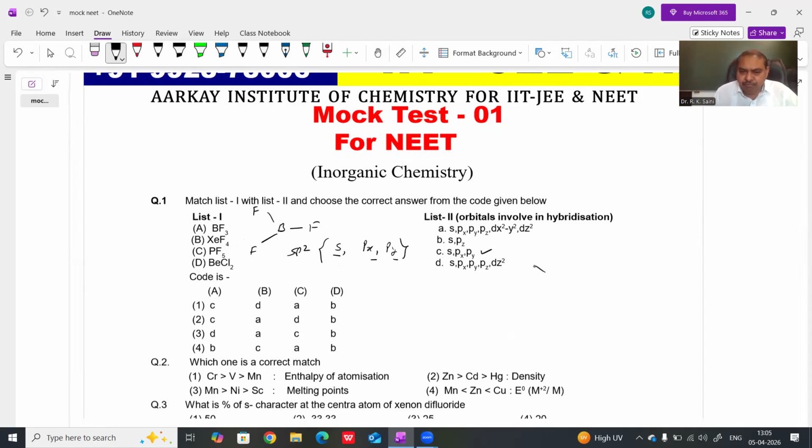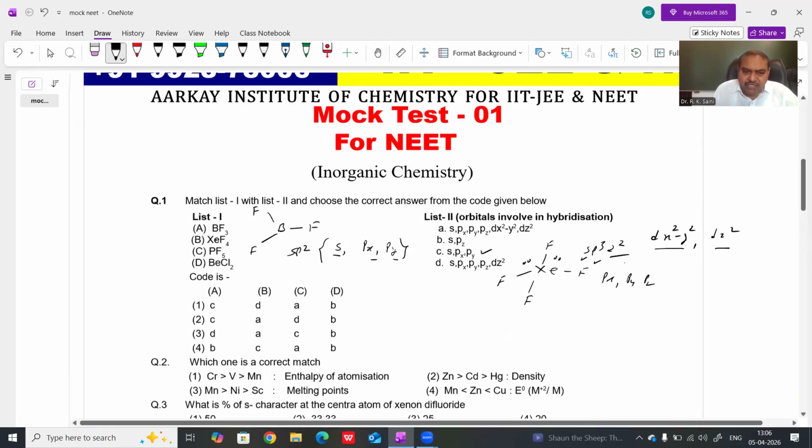In case of XeF4, the hybridization state of xenon is sp3d2, because 4 bond pairs and 2 lone pairs are there. And in sp3d2, the s orbital, all three p orbitals, namely px, py, and pz, and 2 d orbitals, namely dx square minus y square and dz square, are involved. The geometry of the hybrid orbitals is octahedral, in which 4 bonds are lying in the plane and 2 bonds are above and below the plane, and the d orbitals dx square minus y square and dz square are involved in such hybridization state. Therefore, in XeF4, the hybridization state is this.